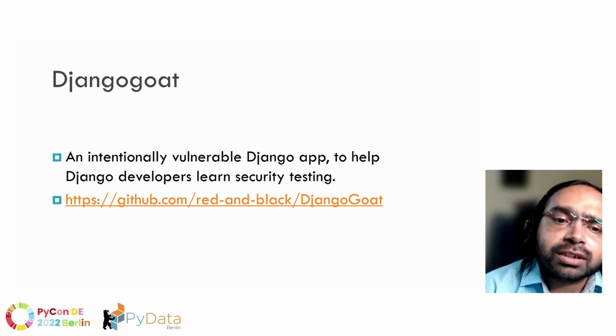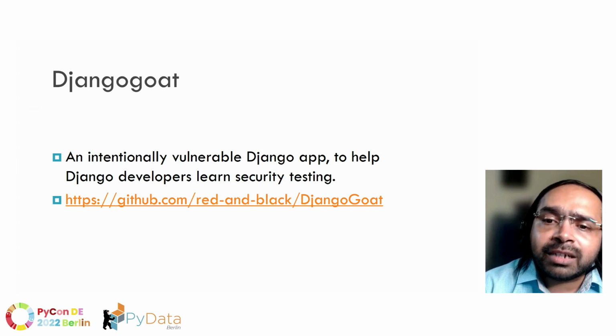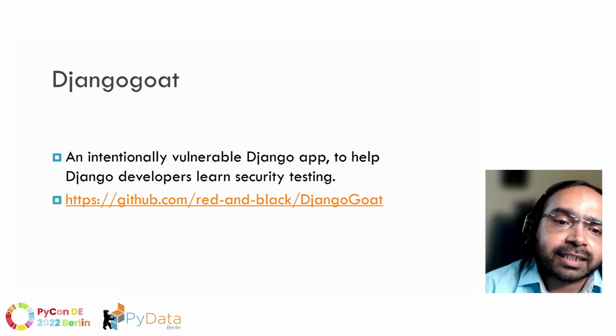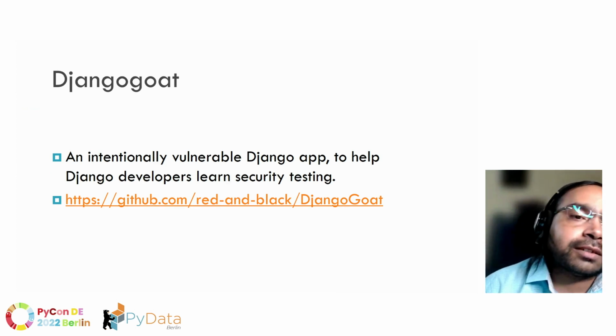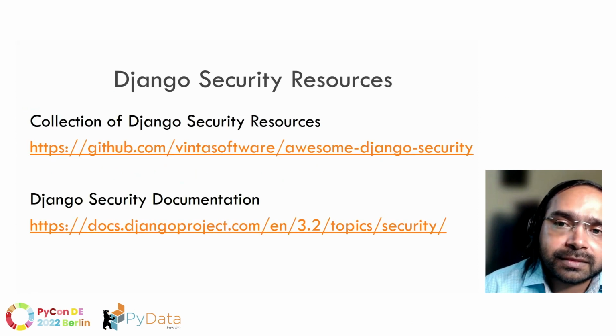You can use Django Goat. It's an intentionally vulnerable Django application which can help Django developers to learn security testing. If you visit the OWASP website, you will find many Goat applications, right? You have even WebGoat of web applications. Then Django also has very nice resources. You can visit these two links to find the security resources and security documentation related to Django.